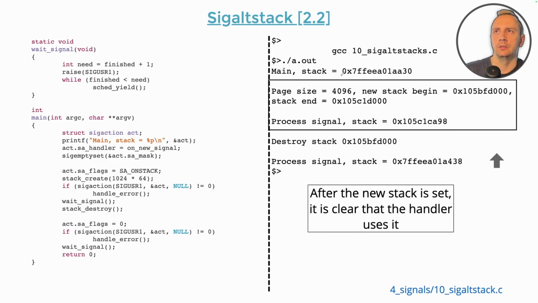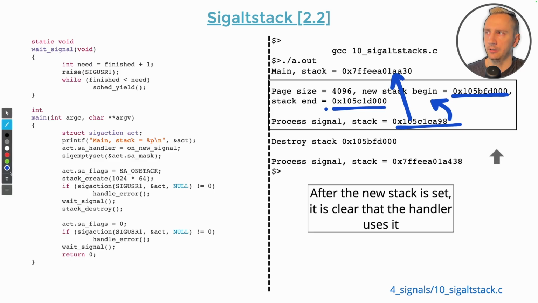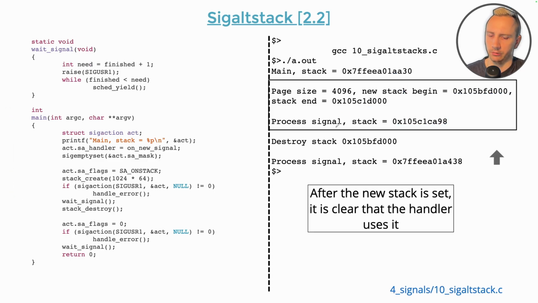The main stack has approximately this address, or at least it contains this address, because I printed some variable from the stack of my thread. Then we run the handler on the first signal on the custom stack. We can see my custom stack has this range of addresses, and inside the handler, the address of some variable on the stack was this. So it's clearly between those values. My custom stack was indeed used. This one is very far from the thread stack. It is definitely not my thread stack, which is good. This is what I expected.